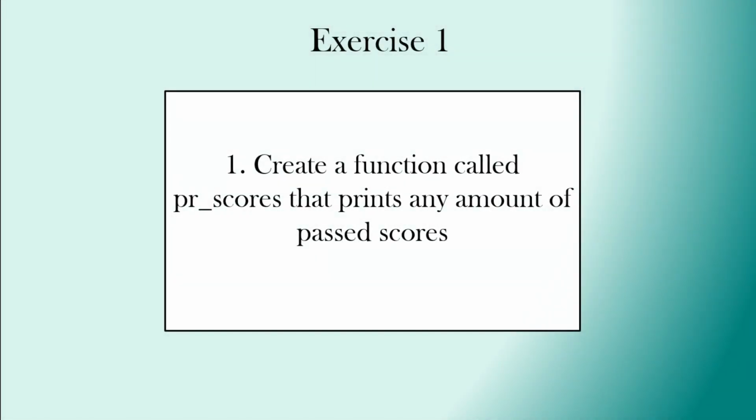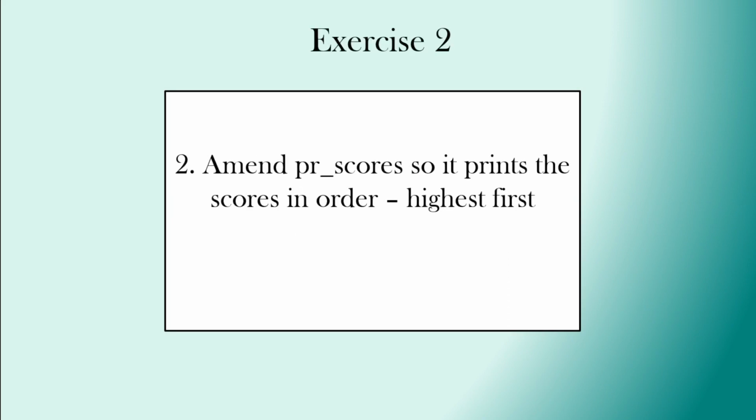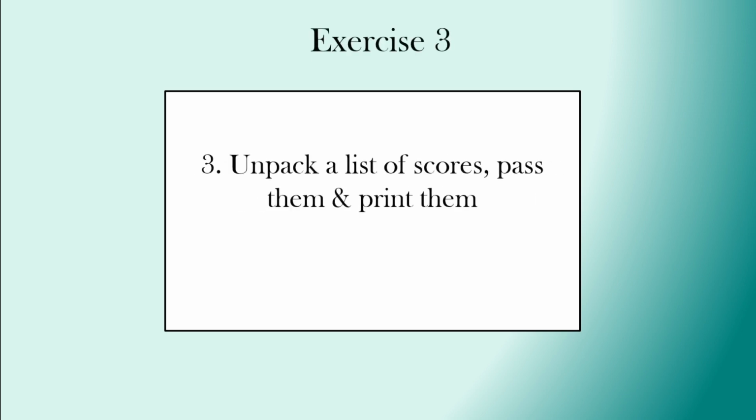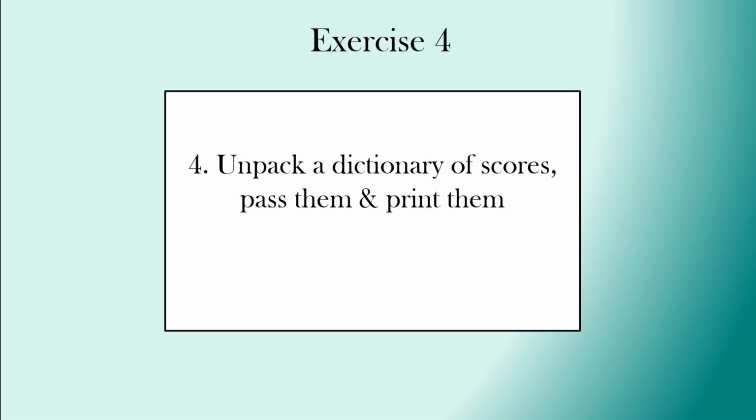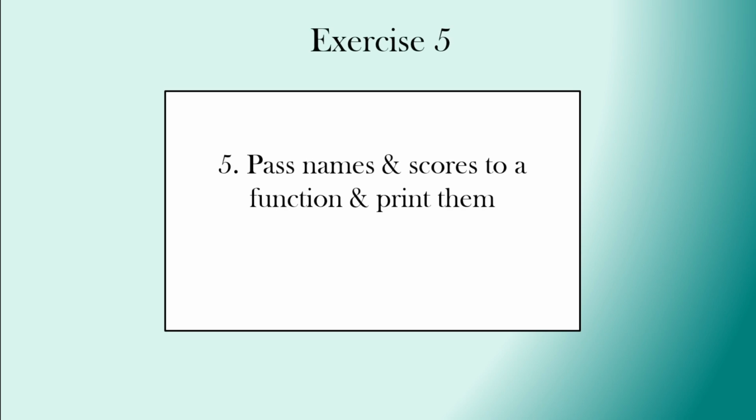Exercise 1, create a function called print scores that prints any amount of passed scores. So it could be integers or floating points. Exercise 2, be careful with this one, amend that function so it prints the scores in order. So highest first, then going down. Exercise 3, unpack a list of scores, pass them and print them. Exercise 4, unpack a dictionary of scores, pass them and print them. Exercise 5, pass names and scores to a function and print them.